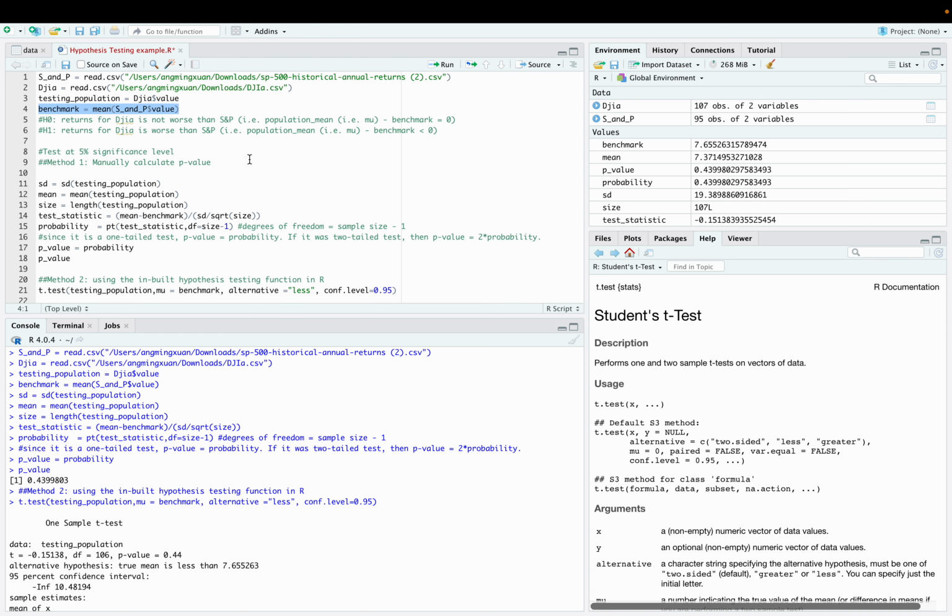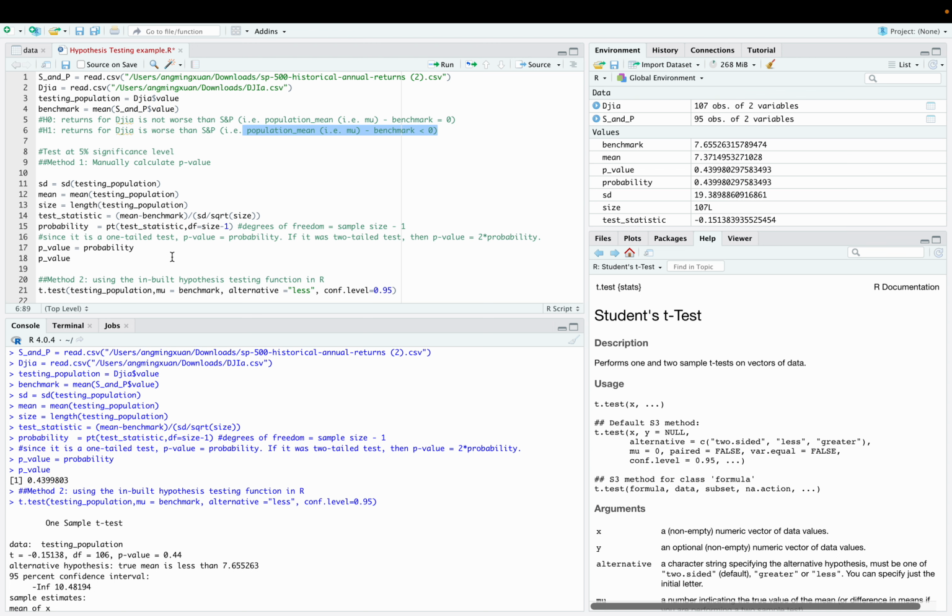To test whether the returns for the Dow Jones are worse than the S&P at 5% significance level, we can set the null hypothesis as the population mean equals the benchmark, and the alternative hypothesis as the population mean being less than the benchmark, i.e. to say the population mean minus benchmark being less than 0. There are two methods to conduct the test.